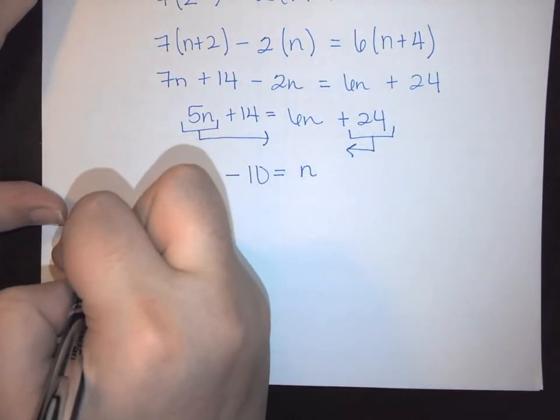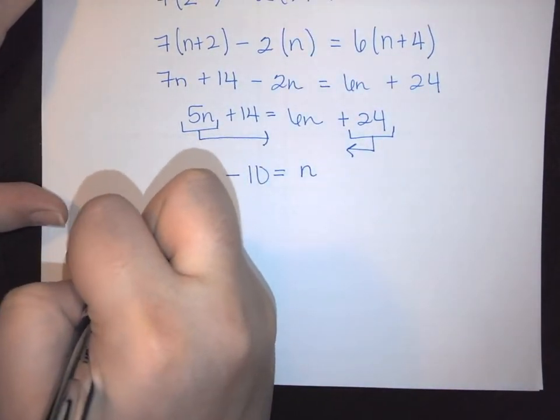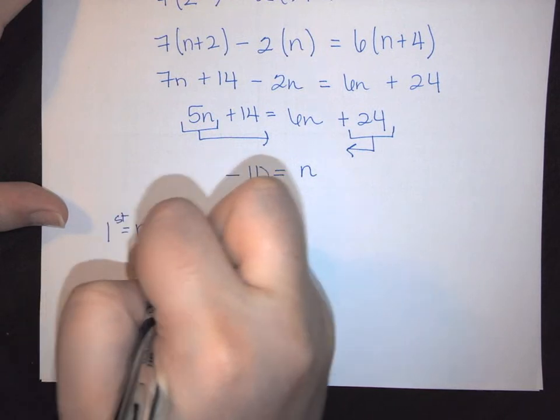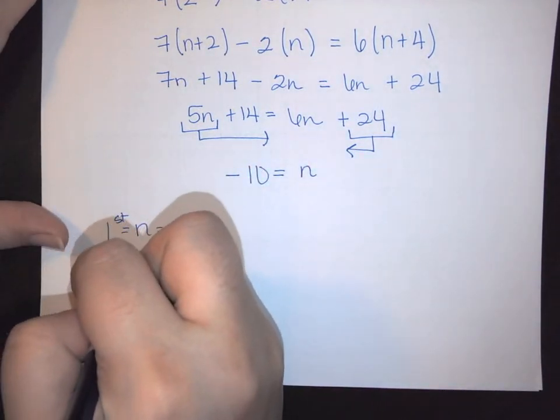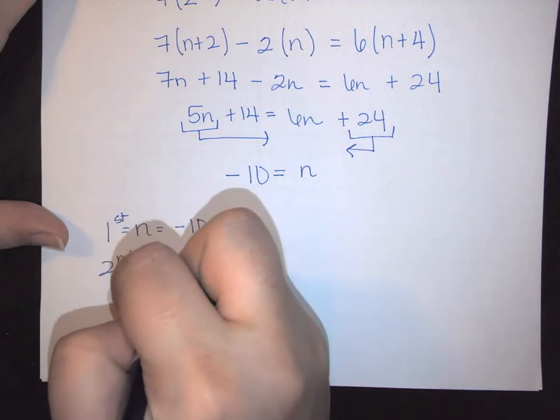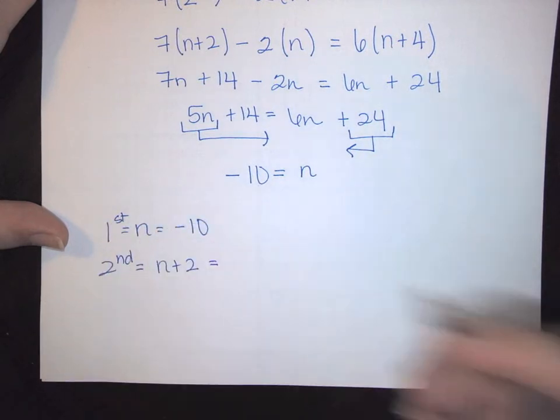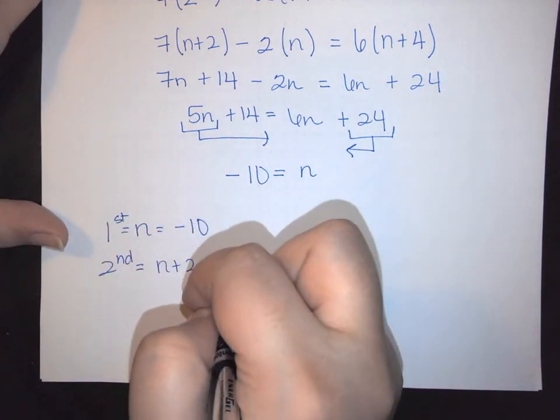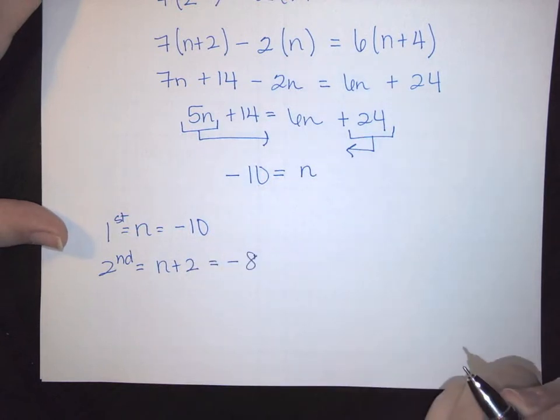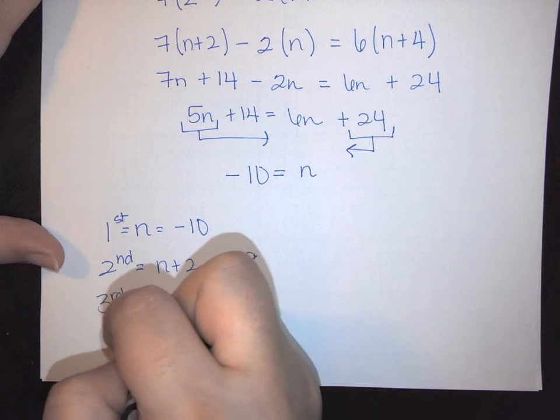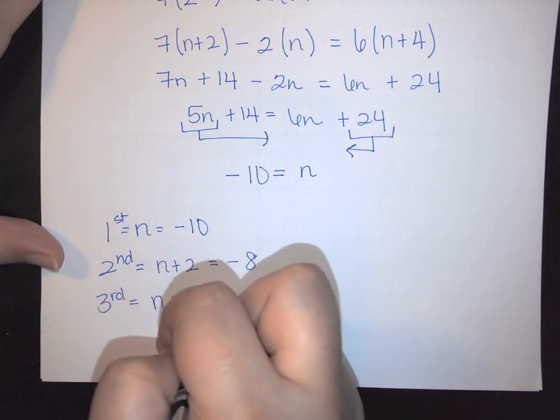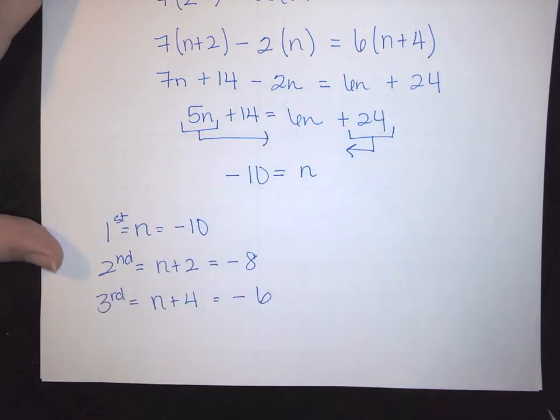So my first number was n, which equals negative 10. My second number was n plus 2. So negative 10 plus 2 is negative 8. And my third number is n plus 4, which gives you negative 6.